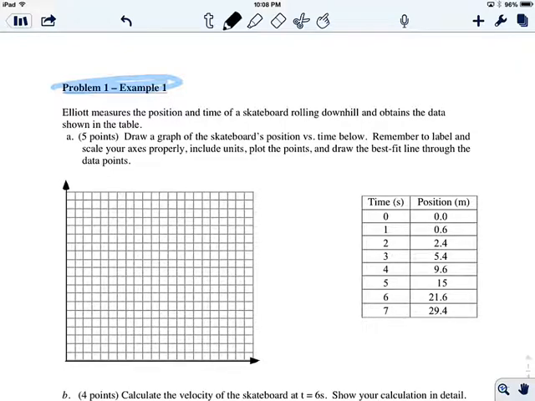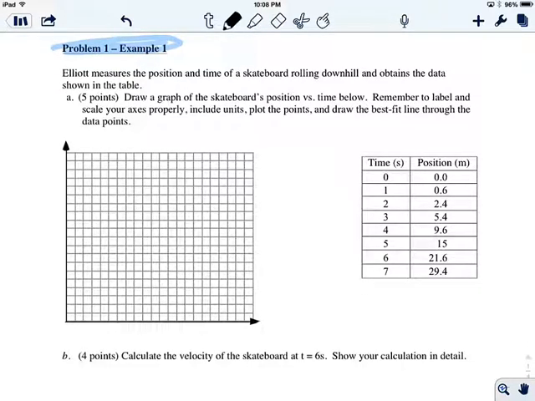After you do this problem, then you should try the next one on your own and then see if you got it correct on the key. So this says Elliot measures the position and time of a skateboard rolling down a hill. He obtains the data shown in the table. So I know that I'm going to have to look to this table here.